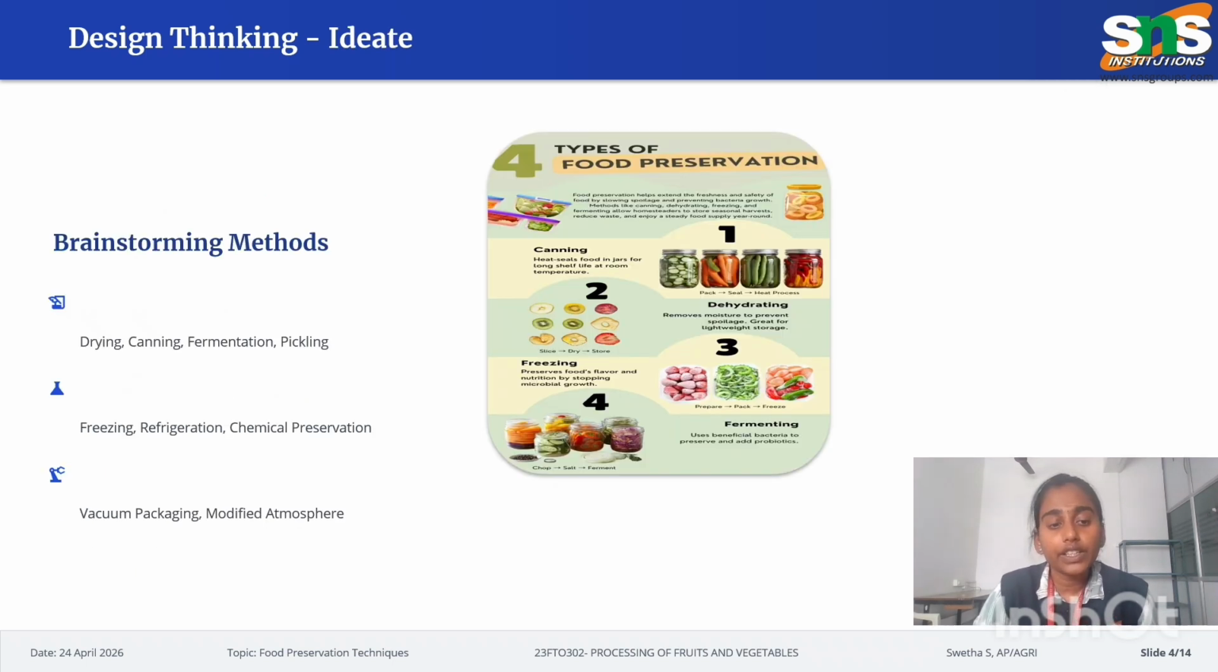Ideate. What can we develop in this concept? Various types of drying, like tray drying, vacuum drying, shelf-life increasing drying like hot air ovens and vacuum ovens, and also fermentation methods with the help of lactic acid bacteria. Pickling generally comes from the traditional methods, and there are freezing, refrigeration, chemical preservation using chemicals like ethanol, vacuum packaging, modified atmosphere packaging, and controlled atmosphere packaging. It is a concept of reducing the O2 content and increasing the CO2 content in foods.